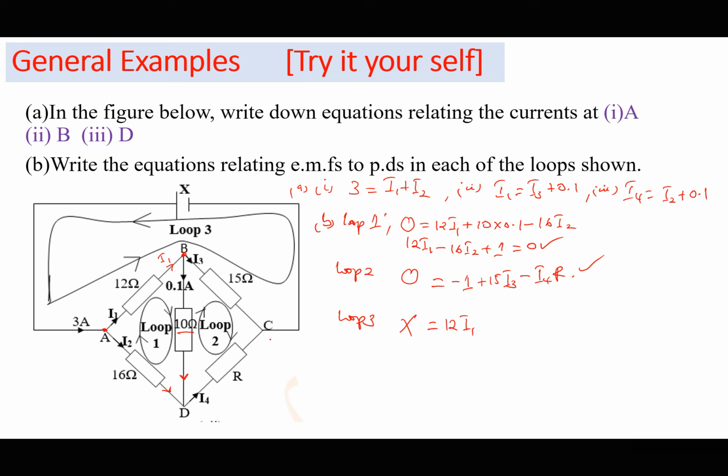Then from B to C, the current is also in the same direction as the loop because we're moving from A to B, B to C, back to A, moving through the cell back to A. So this will be plus 15 I3. I think those are the only PDs we have in that loop. So this will be the sum of the EMFs equals the sum of the PDs. So those are the equations considered here.